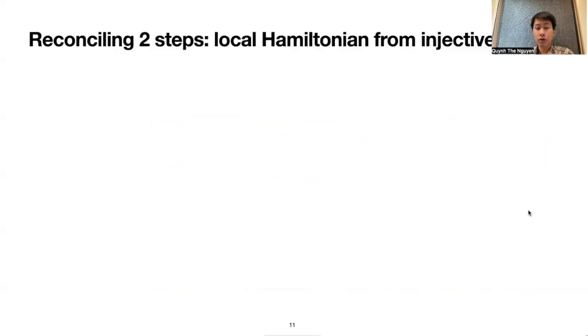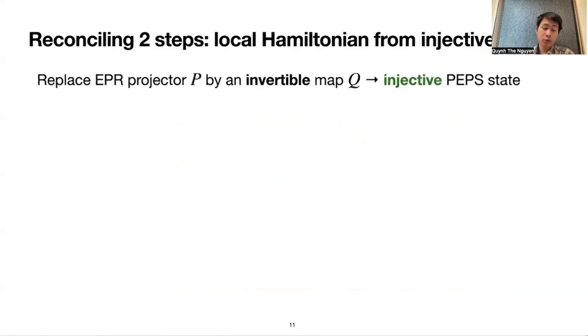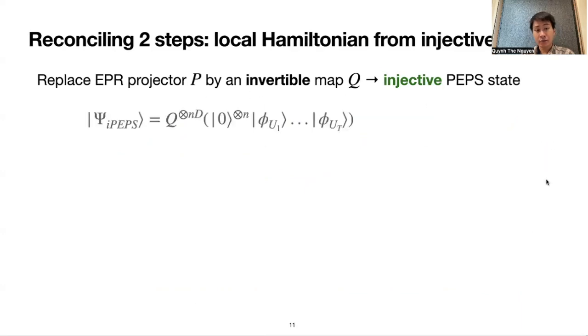We want to get a local Hamiltonian such that the ground state encodes the computation output. And we do this by considering a variant of PEPS called injective PEPS. So what we do is that we replace the projector P by some invertible map Q that I'll specify shortly. And this gives rise to the so-called injective PEPS state.